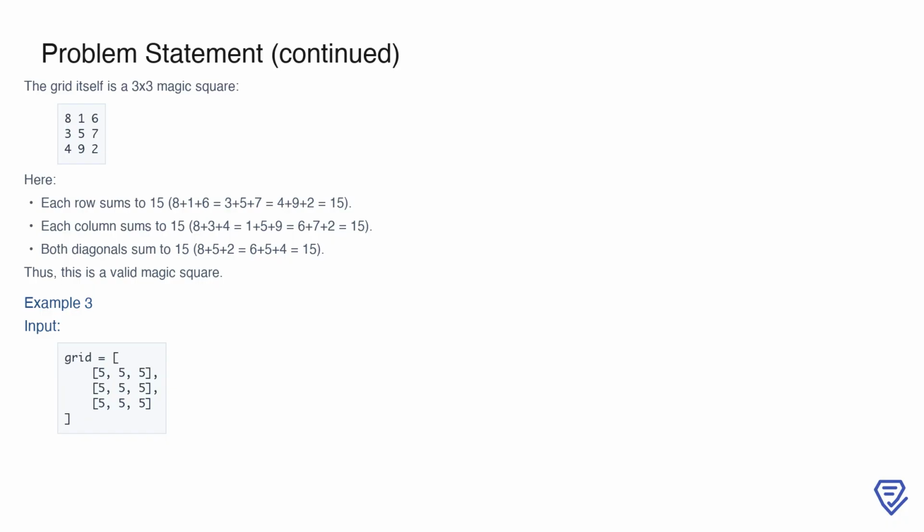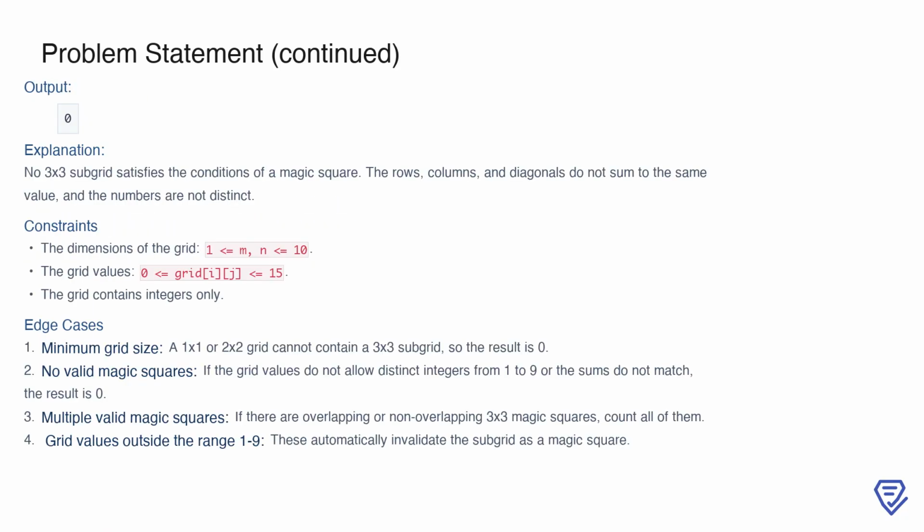this example is 1. Finally, let's explore an example where the grid does not contain any magic squares. Here, all the values in the grid are identical, with each cell containing the number 5. For a subgrid to qualify as a magic square, the numbers must be distinct and fall within the range of 1 to 9. Additionally, the rows, columns, and diagonals must all sum to the same value. In this case, none of these conditions are satisfied. The numbers are not distinct, and the sums of the rows, columns, and diagonals do not match. Therefore, the output for this grid is 0, indicating that no magic squares were found.